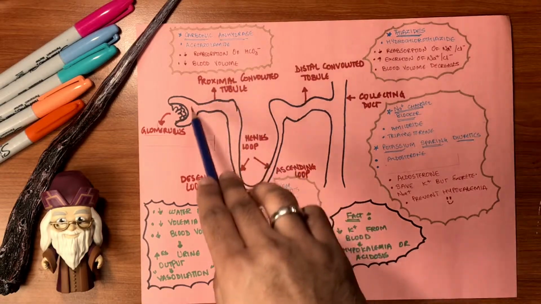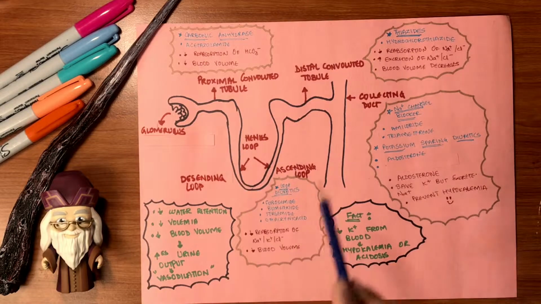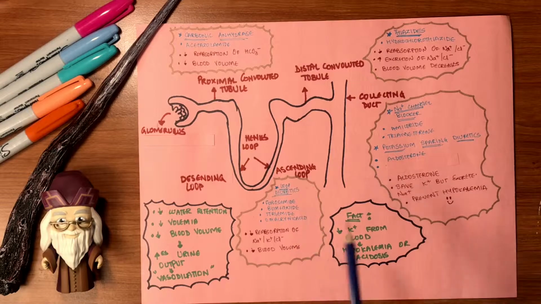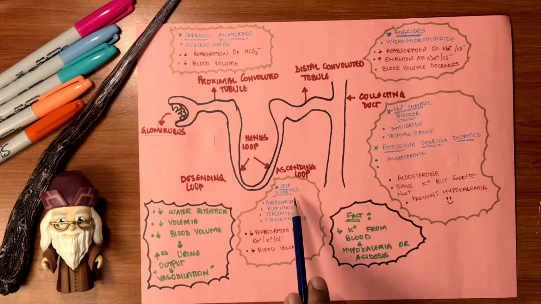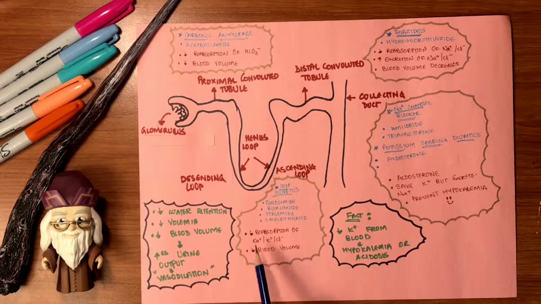This is where the HCO3s get excreted and not reabsorbed. Descending loop doesn't have much function, so let's get on to the ascending loop. This is where the loop diuretics help. These are the most potent diuretic drugs present, such as furosemide, bumetanide, torsemide. These reduce the reabsorption of sodium, potassium, and chloride, thence decreasing the blood volume.